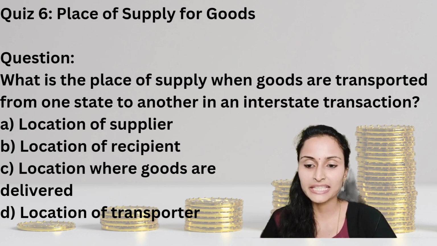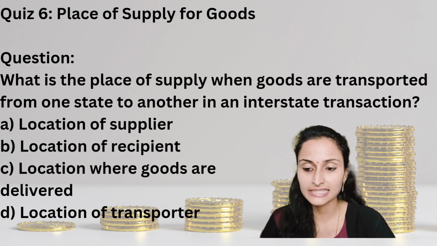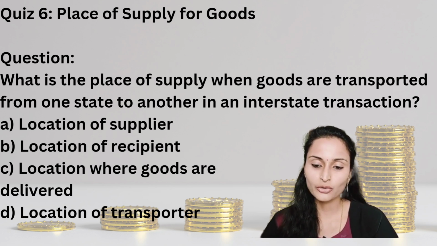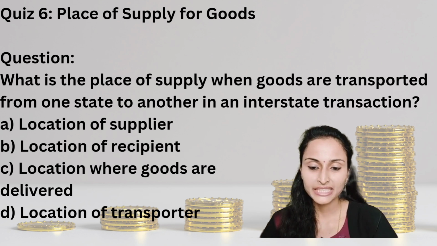Fifth question is place of supply. Regarding place of supply for goods, what is the place of supply when goods are transported from one state to another state in an interstate transaction? First one is A. location of supplier, B. location of recipient, C. location where goods are delivered, D.